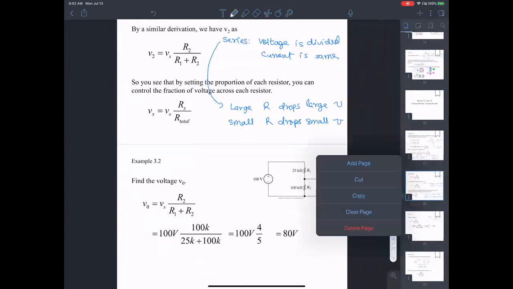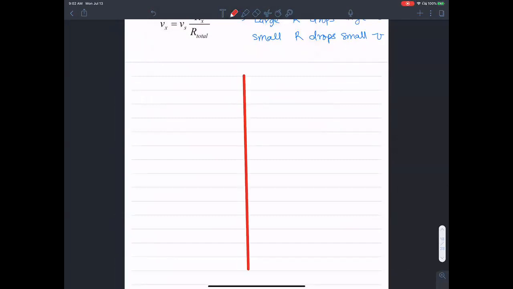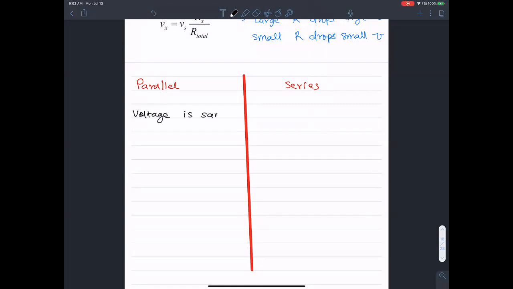Let me do that here. I had a page here. I'm going to draw this in series and parallel. Okay, this is parallel, and this is series. If you remember what I mentioned, in parallel, all parallel paths have the same voltage, but the current is divided. Similarly, in series, the current is the same through all the series resistances, but the voltage is divided.